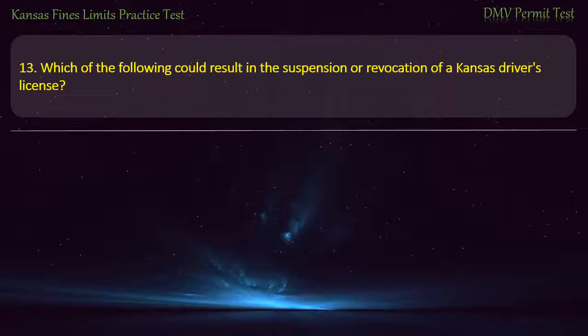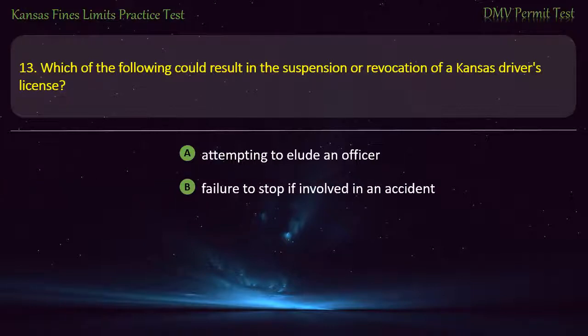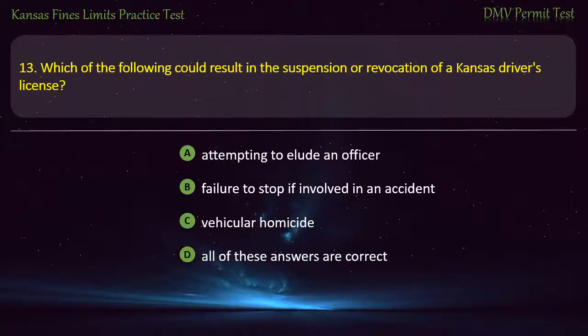Question 13. Which of the following could result in the suspension or revocation of a Kansas driver's license? Attempting to elude an officer. Failure to stop if involved in an accident. Vehicular homicide. All of these answers are correct. Answer. All of these answers are correct.